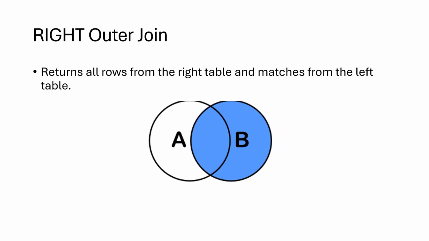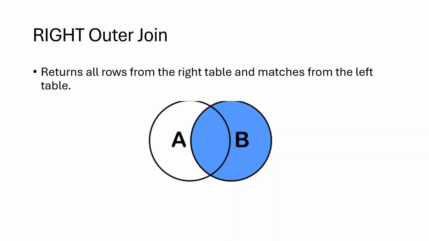In this video, we are going to learn about right outer join, which is exactly similar to left outer join. If you look at the Venn diagram, here we get the results of all the data that exists in table B, and we also get the data that is common in table A and table B.